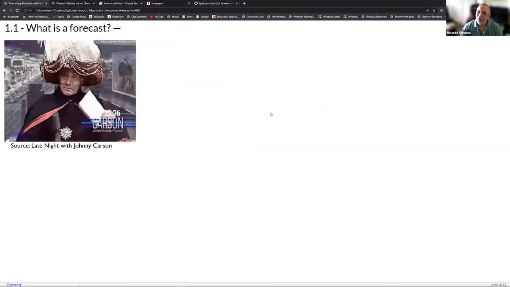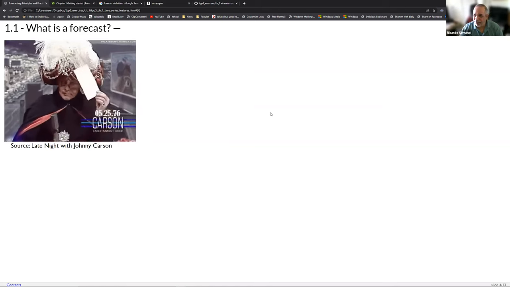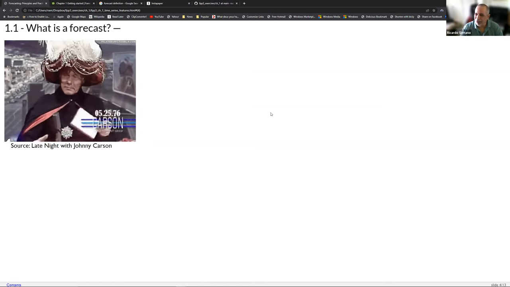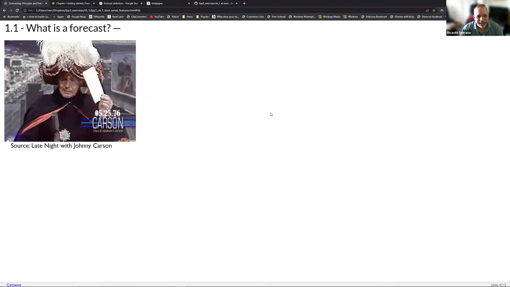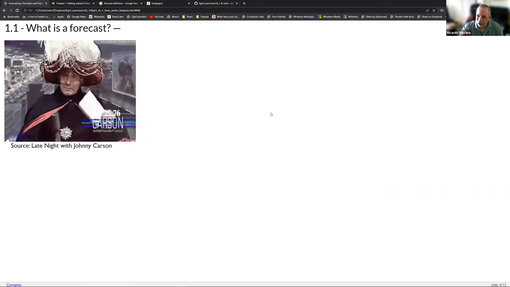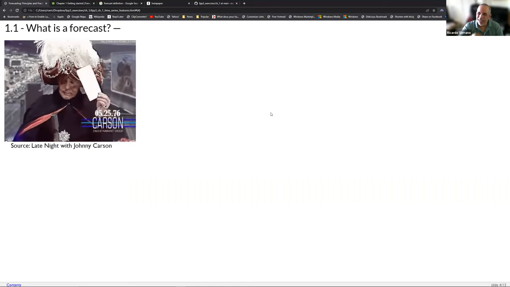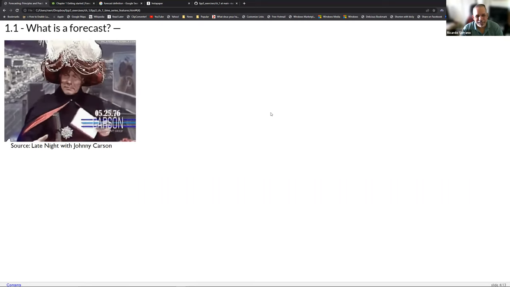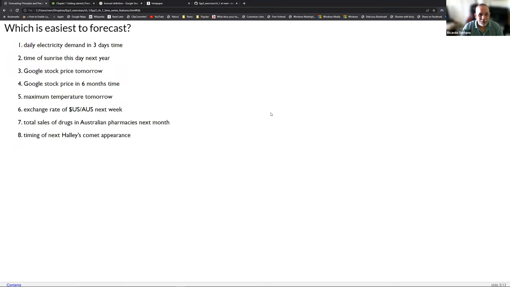Okay, so again, what is a forecast? Johnny Carson, he was the late night show host for, I think, 30 years. He had a record there in the Guinness. In his persona, he used to do forecasts for everything, and it was always a joke, right? But this business is not a joke. We have to really take it very seriously.